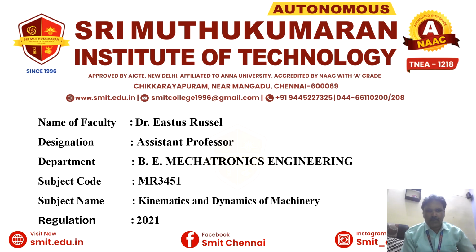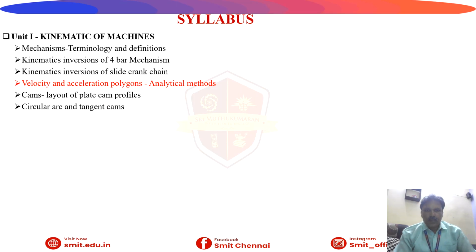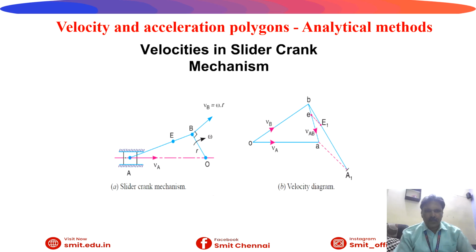Already we have discussed this subject, kinematics and dynamics of machinery, in Unit 1, Part 1 and Part 2, and completed them. Now we are going to see the next topic, velocity and acceleration diagrams, in the upcoming slides. This is the syllabus we have already discussed in the first part of this unit. In this we are going to see the velocity and acceleration polygons. Today we are going to discuss this topic.